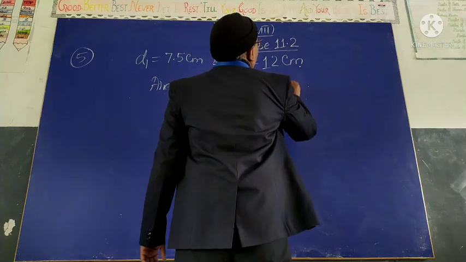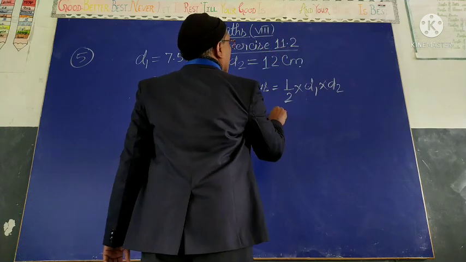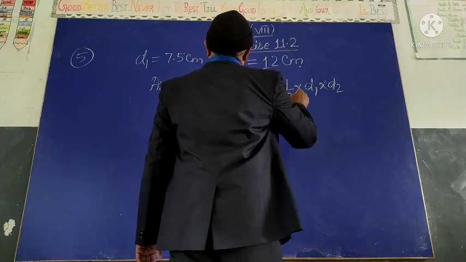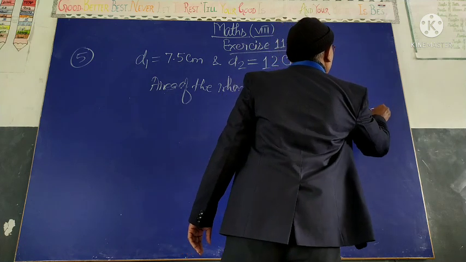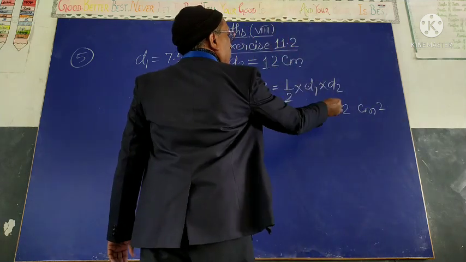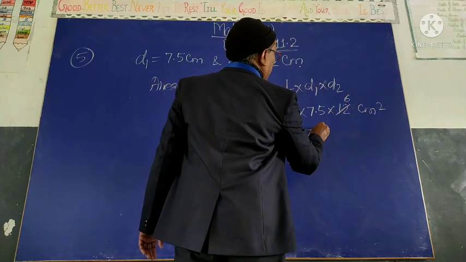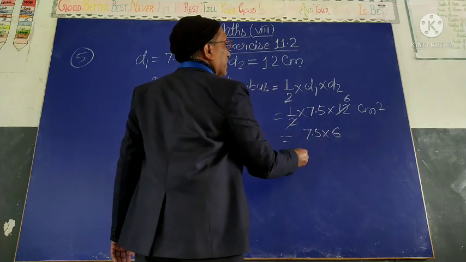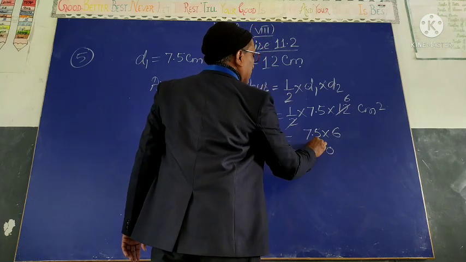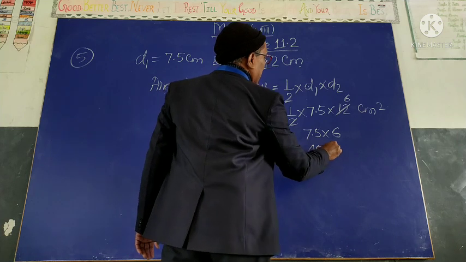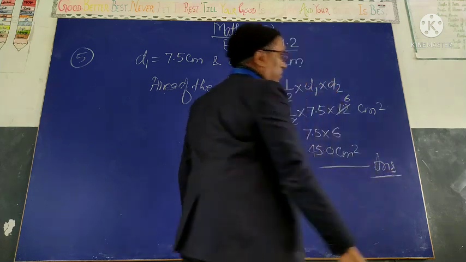is equal to 1 by 2 into D1 into D2. That is 1 by 2 into 7.5 into 12 centimeter square. 12 is cancelled by 2, you get 6, and you multiply 7.5 by 6. You get 6 5 is 30 and 6 7 is 42 and 3 is 45 centimeter square. This is the answer of question number 5.